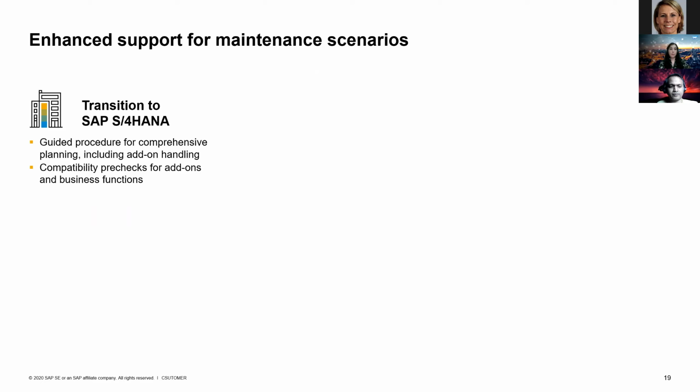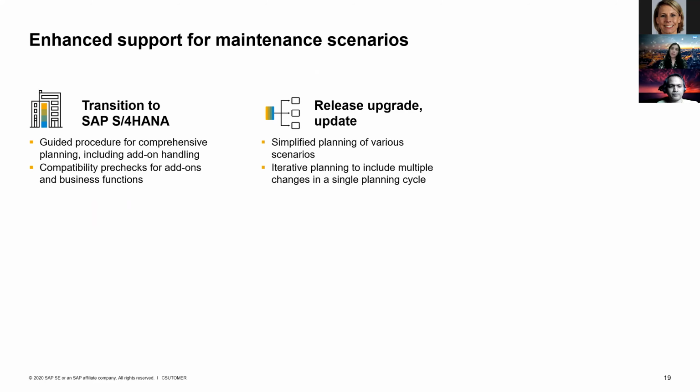So you can start with the pre-checks in Maintenance Planner. And for that, you do not even require S/4HANA licenses. So you can use Maintenance Planner to do these pre-checks of add-ons and business functions. As I mentioned, we support all kinds of upgrades, updates, and we have been simplifying it. We have been trying to address all the pain points that we hear from our customers.